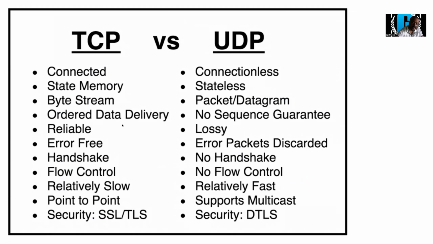TCP versus UDP. So in this slide, I do a comparison of the two, so you can see the difference. One is connected, one is connectionless. One is stateful, one is stateless. One has a byte stream, one has packets and datagrams. One is ordered data delivery, one has no sequence guaranteed. One is reliable, one is lossy. One is error-free, one has error packets discarded. Handshake, no handshake. Flow control, no flow control. Relatively slow, relatively fast, point to point. So a lot of voice over IP uses UDP, but when you think about browsing the internet and email, they use TCP.